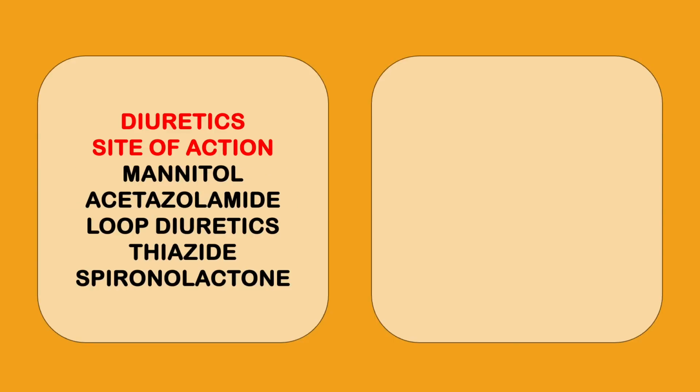Diuretics site of action. Where do these diuretics act? I've made a mnemonic called MALTS: Mannitol, acetazolamide, loop diuretic, thiazide diuretic, spironolactone. You need to remember that in order. Malt is the grain which is used to make beer and beer causes diuresis. So, MALTS.